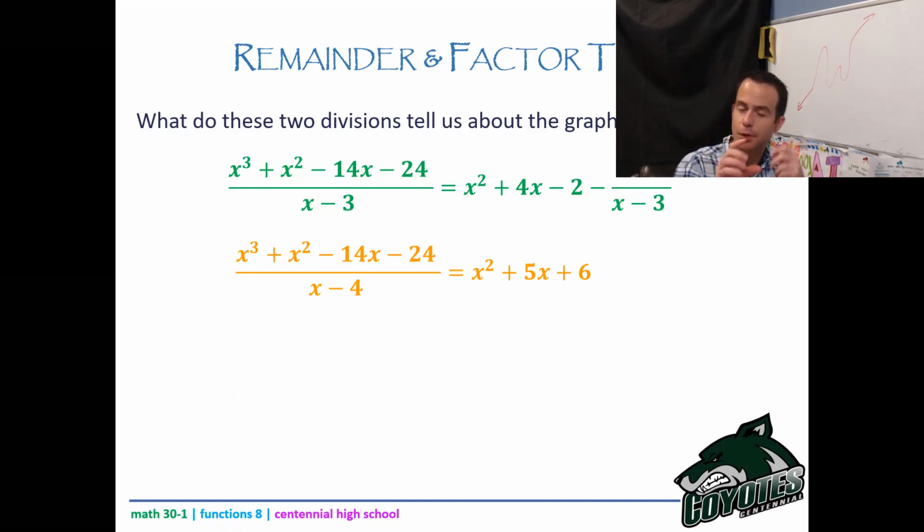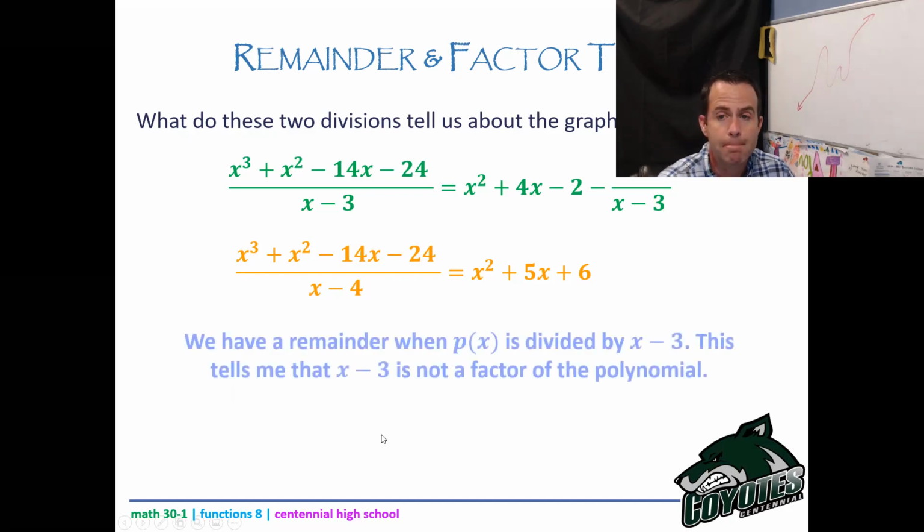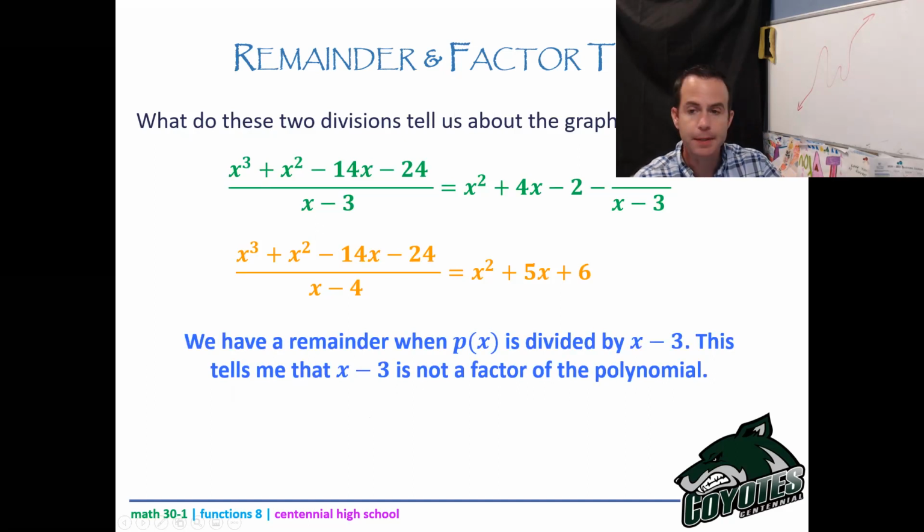Think that through. When we had it in grade 11, when you solved for the x-intercepts, you set y to be 0, and then you factored it. And each one of those factors ended up being set equal to 0, and then you knew the x-intercept. So I know I have an x-intercept at (4, 0), because I know that x minus 4 is a factor, okay? So when we have a remainder when p of x is divided by x minus 3, this tells me that x minus 3 is not a factor of the polynomial.